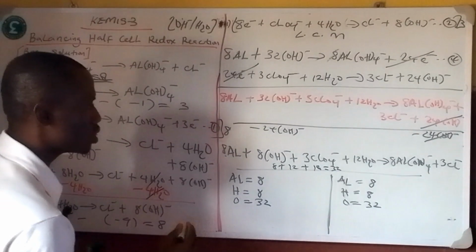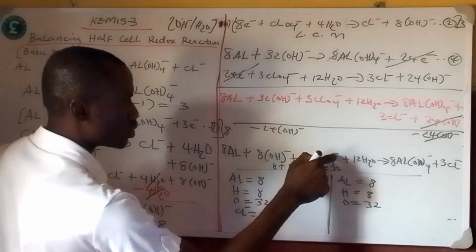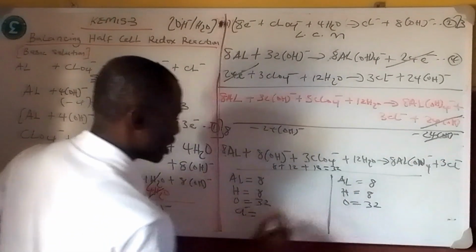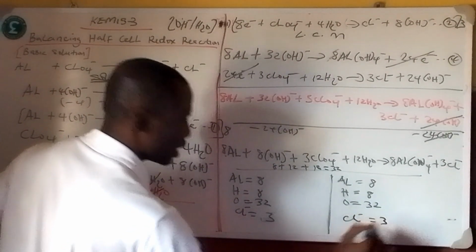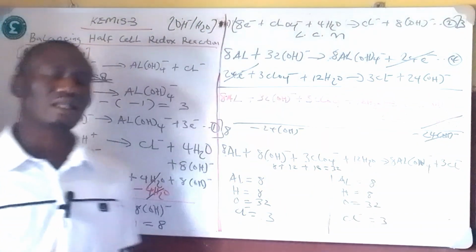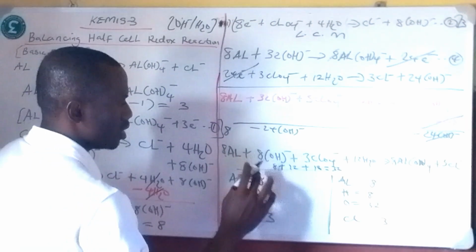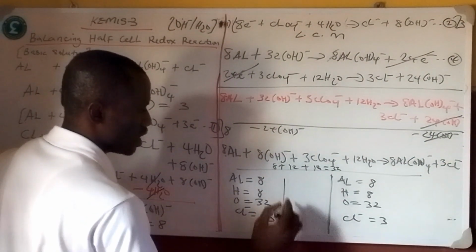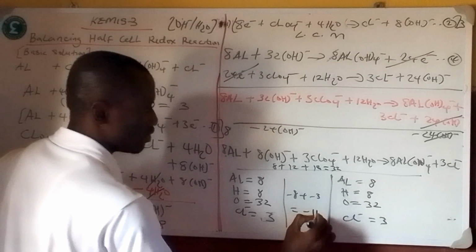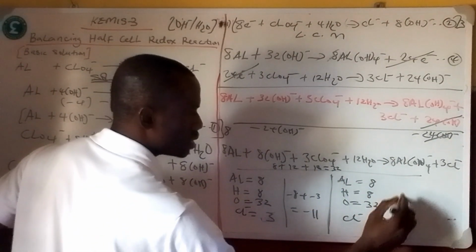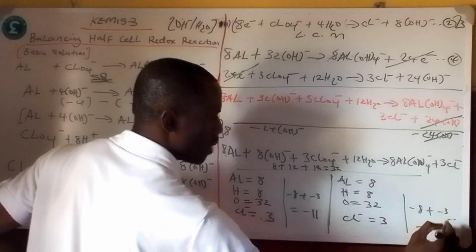Let's go to chlorine. We have 3 times 1, that is 3, on this side, and chlorine is also 3 on the other side. We can see that the atoms of elements and the particles are balanced. Let's check for the ions. On the reactant side, I have 8 times 1, that is minus 8, plus 3 times 1, minus 3, that is minus 11. Over there, 8 times 1 is minus 8, plus 3 times 1, that is minus 3. The ion charge is also minus 11.